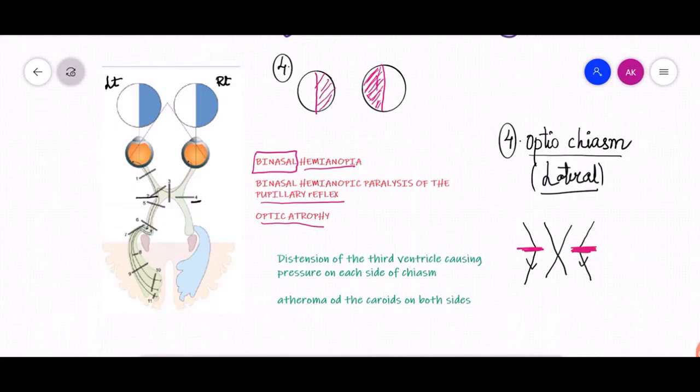So what are the lesions which can cause this optic chiasm affection from the lateral side? So it could be either the distension of the lateral ventricle. So the third ventricle can get distended and then can extend downwards from either side and affect the optic chiasm laterally. Or it could be, say, an atheroma of the carotid which are present on either side, and they can go and press on the lateral parts of the optic chiasm.